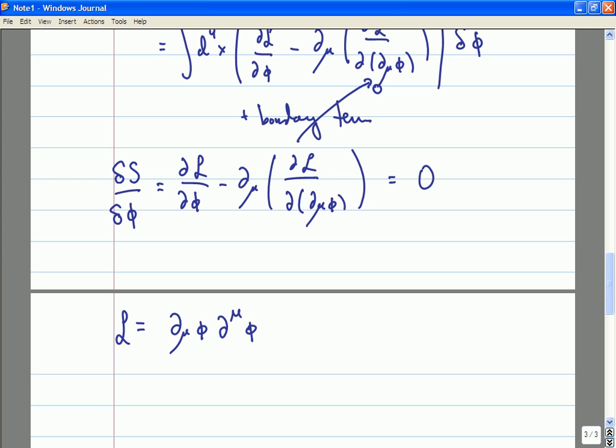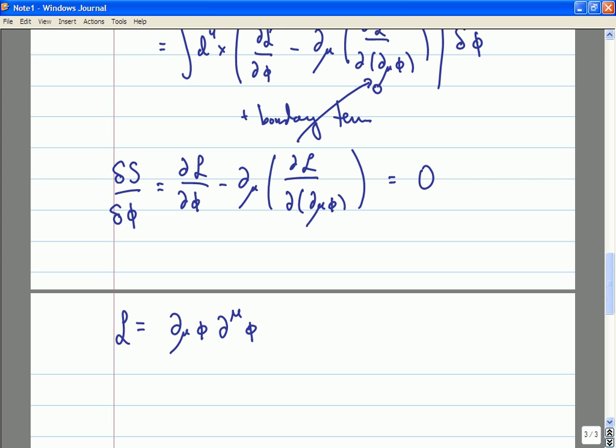So d mu phi is a vector. The only way you can make a scalar out of a vector is by squaring it. And you could take some higher power, of course, but that would no longer be quadratic in the derivatives of phi. And the only other scalar that you could imagine forming from the scalar field phi would be phi, or more generally, some function of phi.